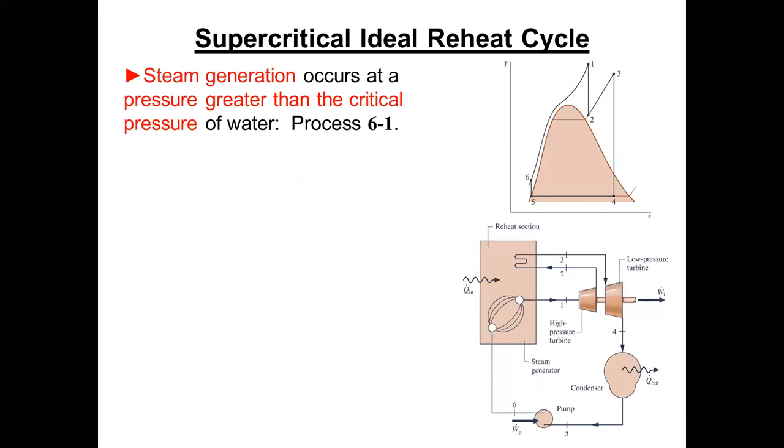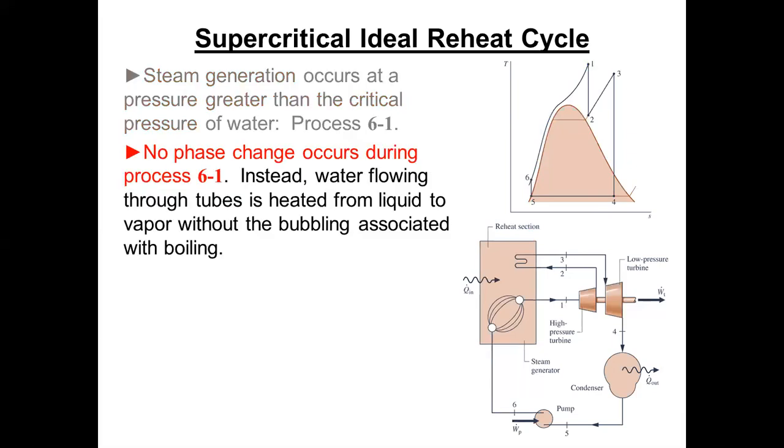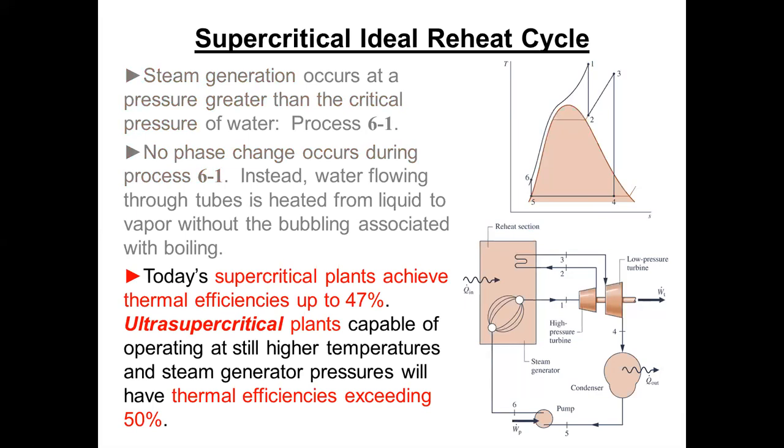We'll do it again. Okay. No phase change occurs. Instead, water flowing through the tubes is heated from liquid to vapor without the bubbling associated with boiling. Today's supercritical plants achieve thermal efficiencies up to 47%.